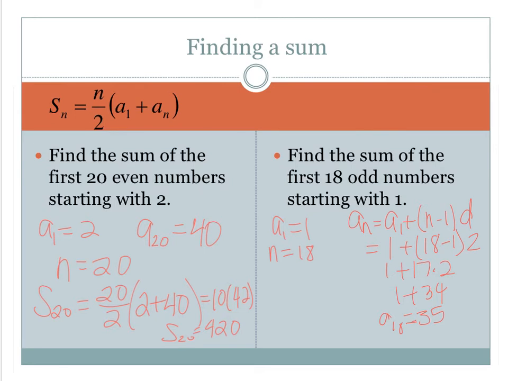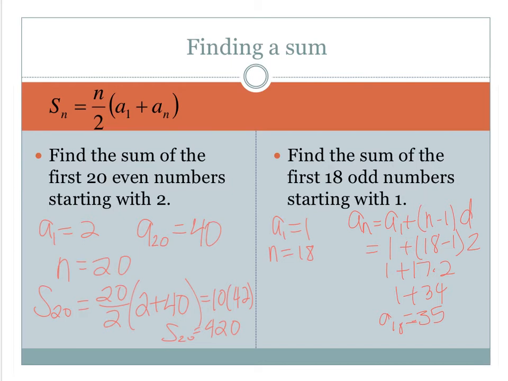So if you didn't want to count 1, 3, 5, 7, 9, 11, 13, 15, 17, 19, 21, all the way up to 18 of them to get 35, you can use the formula. And you're going to have to do that in the homework tonight. You're going to have to use the formula to possibly find N or to find AN so that you can plug it into the sum formula.